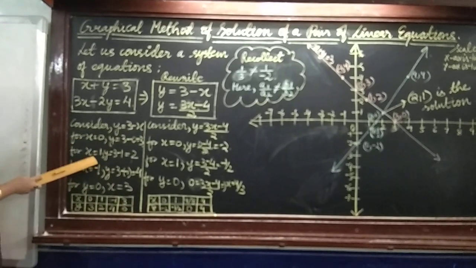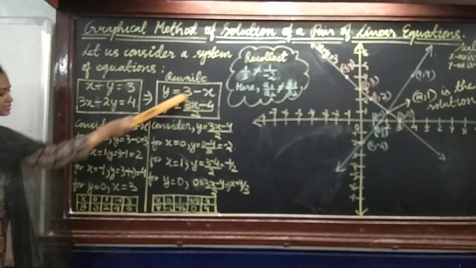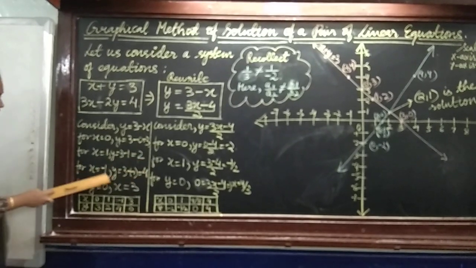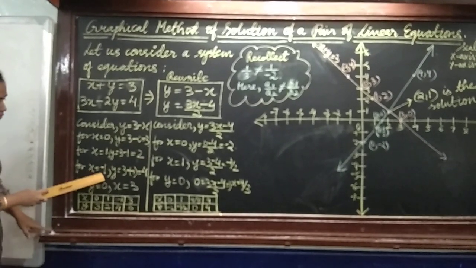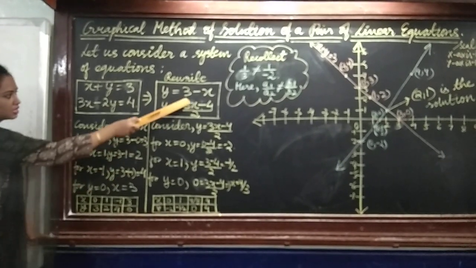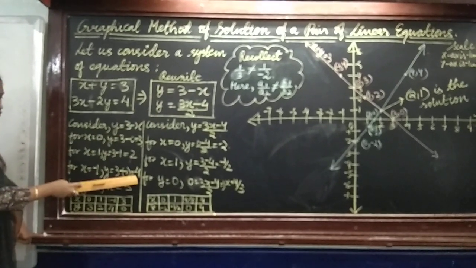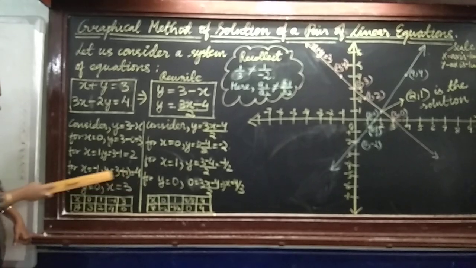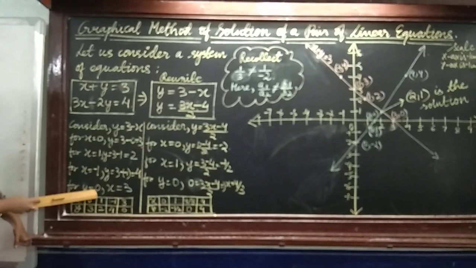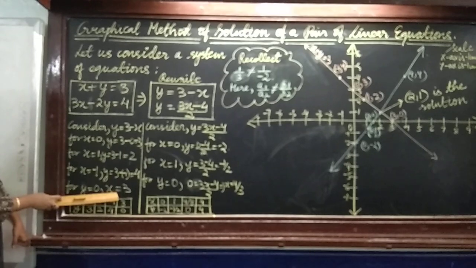Likewise, we substitute another value of x. We choose x equal to 1 and substitute in the same equation, 3 minus x. So what do I get? y equals 3 minus 1, which gives me 2. Likewise, I substitute x equal to minus 1. What do I get in the equation? 3 minus minus 1 gives me 4. So I obtain y equals 4 upon substitution of x equal to minus 1. Next, I move on to y equal to 0. As I substitute y equal to 0, I get the value x equals 3.